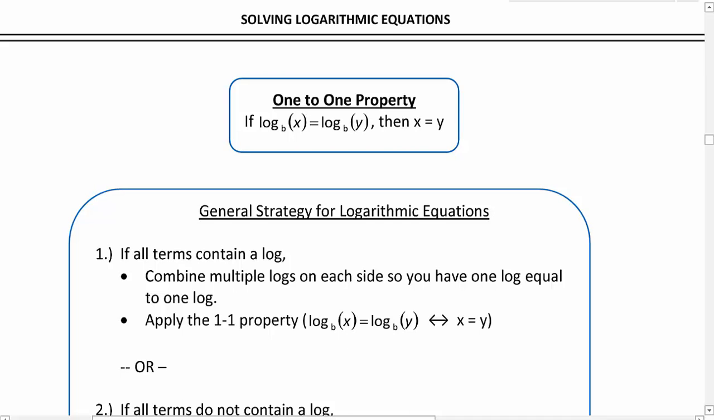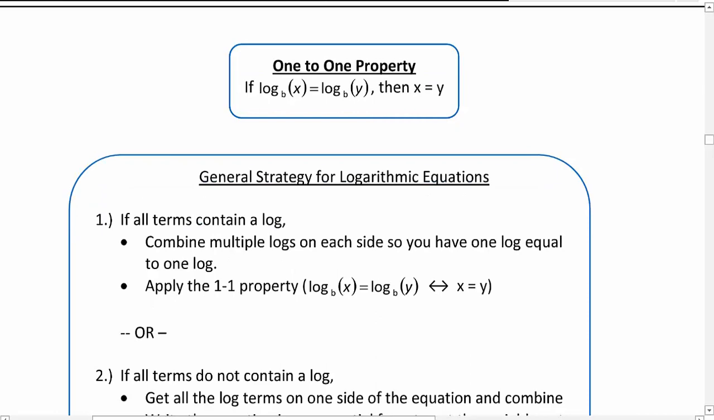In this video, we're solving logarithmic equations. Again, I'd like to introduce the one-to-one property for logs. If log base b of x is equal to log base b of y, then x is equal to y. So basically, if you have one log equal to one log, if the bases are the same, then their arguments have to be the same as well. Just like with exponential functions, trying to apply the one-to-one property is always my plan A.